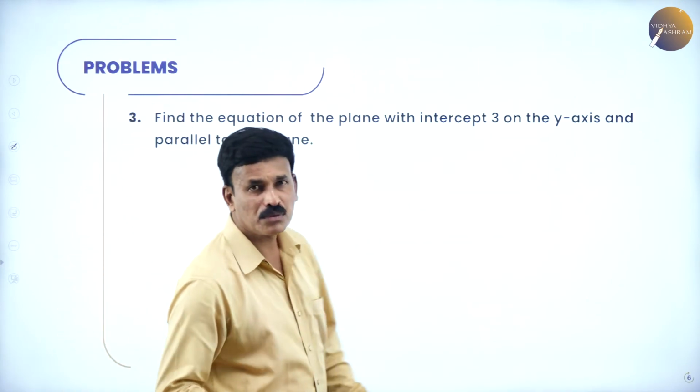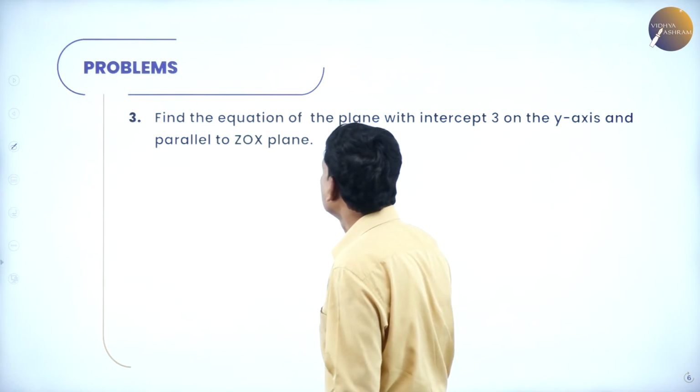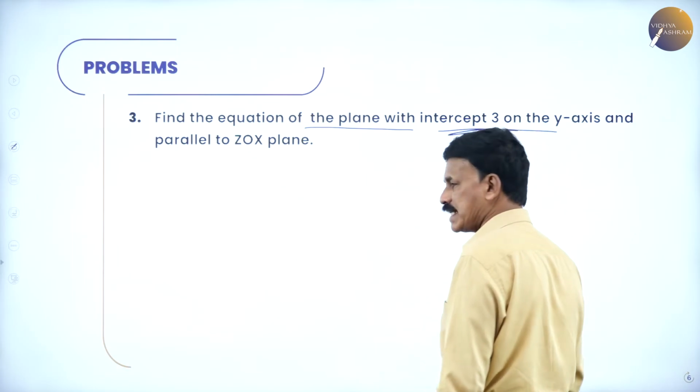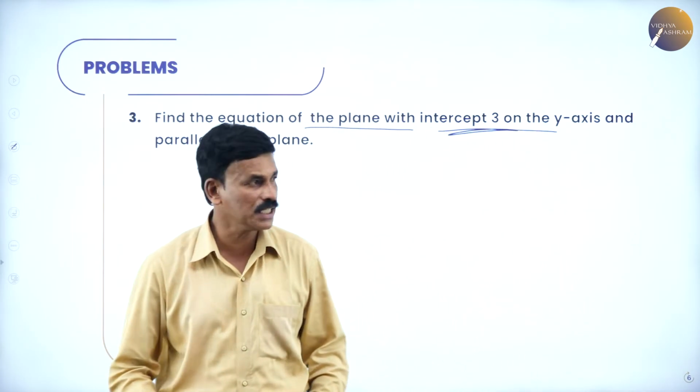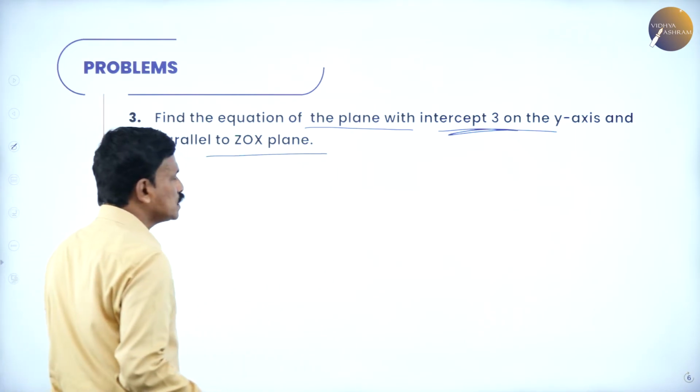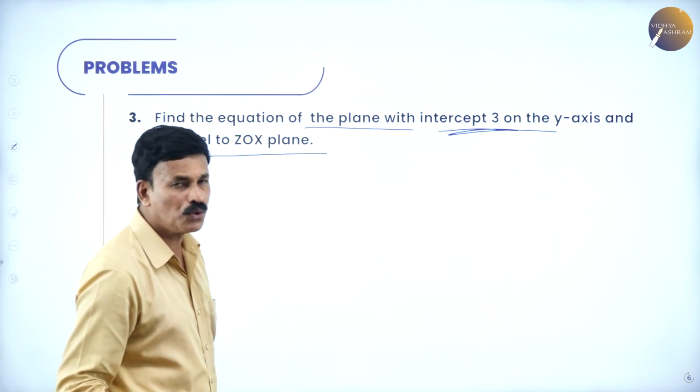Now, next problem. What is the next problem? This is a very important problem. Find the equation of the plane with intercept 3 on the y-axis. The intercept on the y-axis is 3 and it is parallel to the ZOX plane.